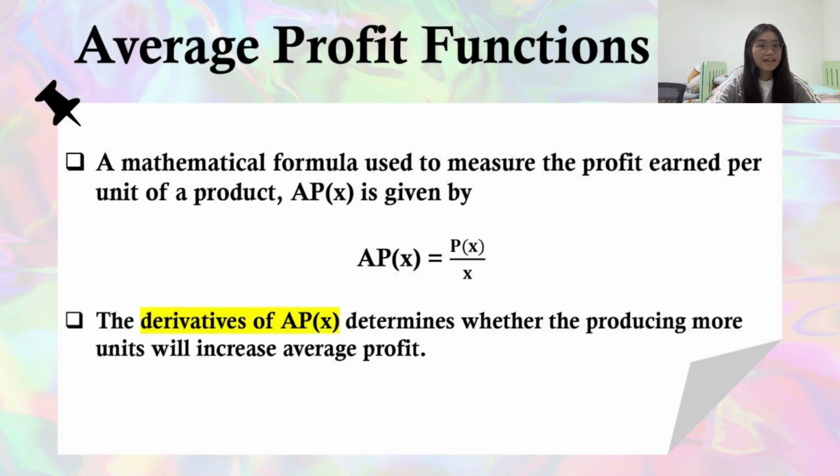Lastly, the average profit function. This function is a mathematical formula used to measure the profit earned per unit of a product. And the formula for the average profit function is we take the profit function divided by x. The derivative of the average profit function determines whether producing more units will increase average profit.